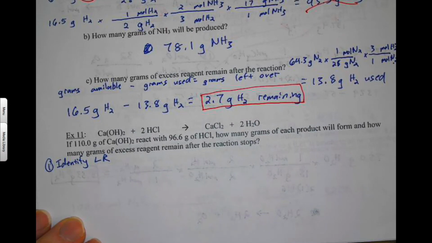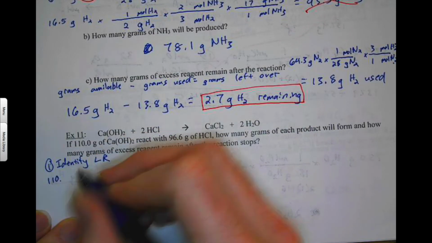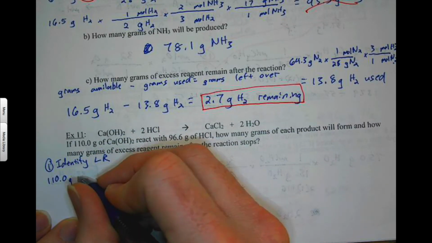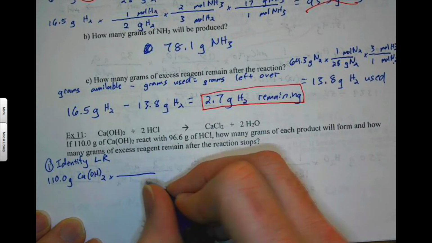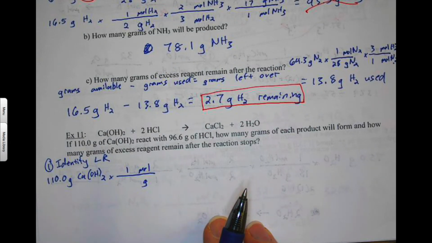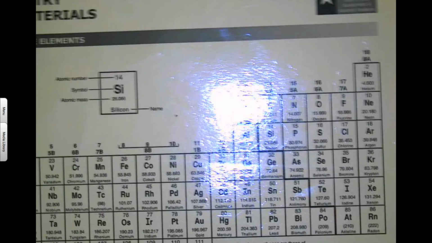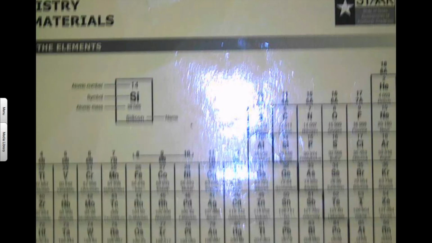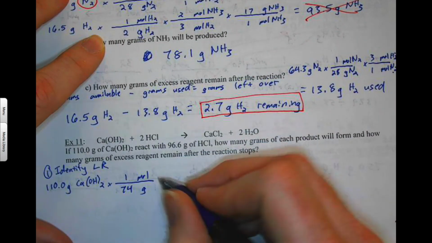Okay, the first step will be to identify the limiting reactant. So what you'll do, here's the trick. You have that many grams of calcium hydroxide. I have to write small. We're going to change grams into moles, just like usual. That's pretty standard. The mass of calcium is going to be 40, and the mass of oxygen is 16, and the mass of hydrogen is 1. So 40 plus 2 times 16 plus 2 is 74.